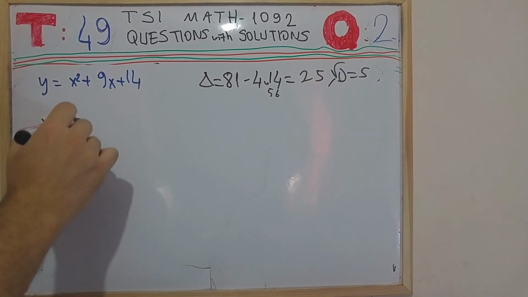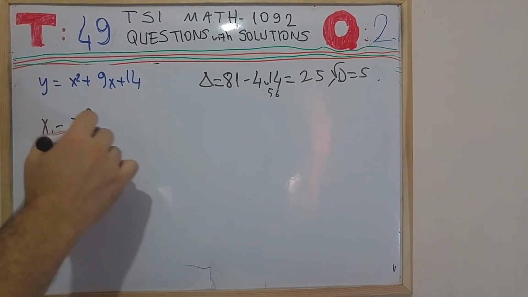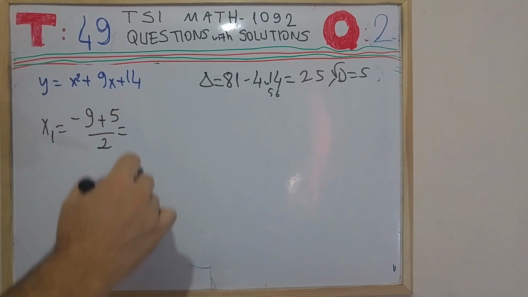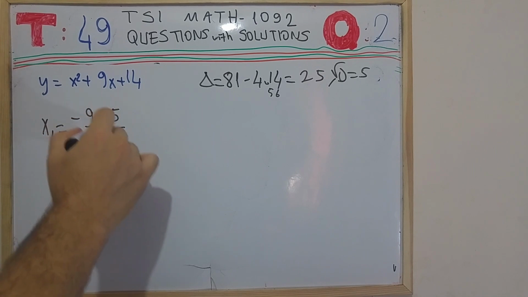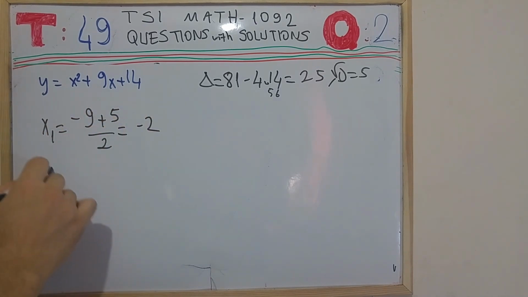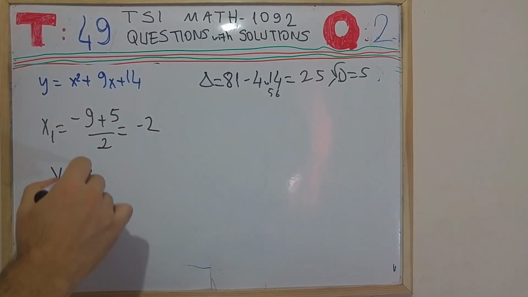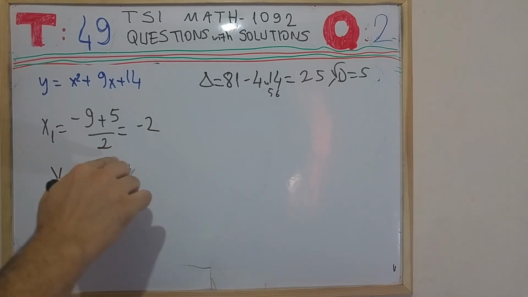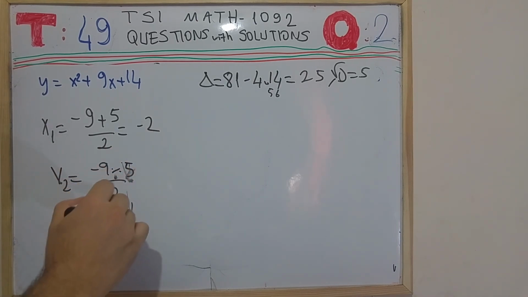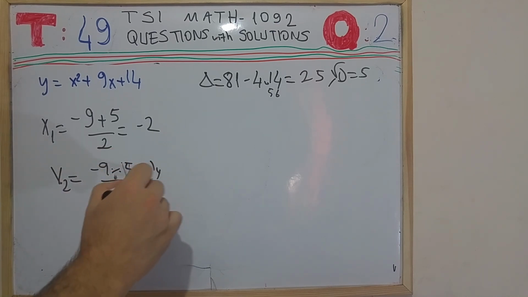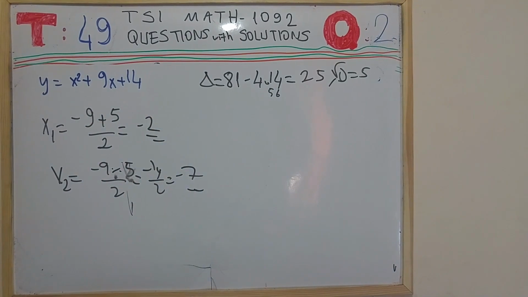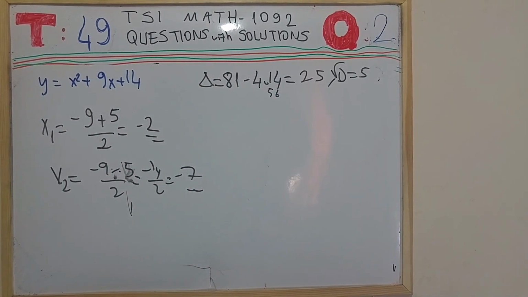x1 is equal to minus 9 plus 5 over 2, which is equal to minus 4 over 2, minus 2. x2 is equal to minus 9 minus 5 over 2, which is equal to minus 14 over 2, means minus 7. These are two roots that we need to know.